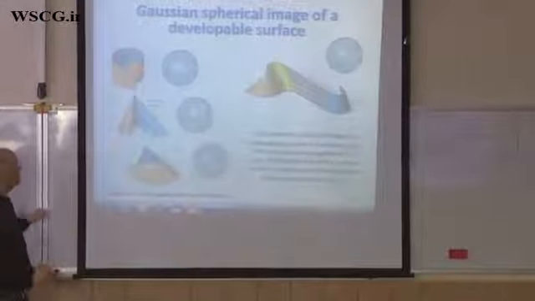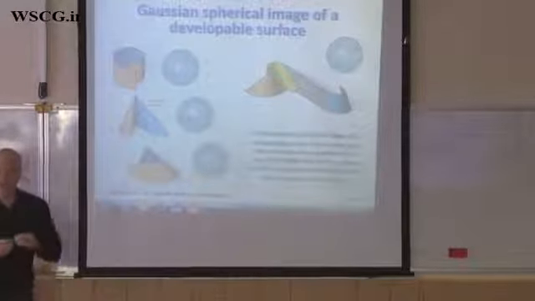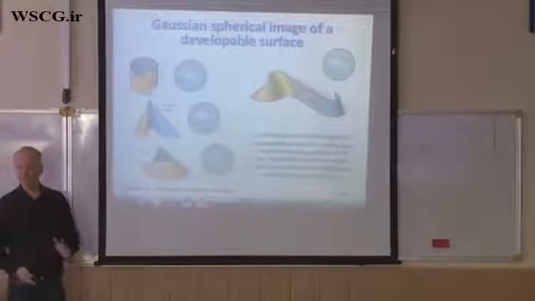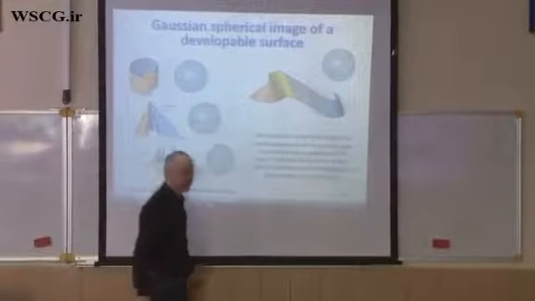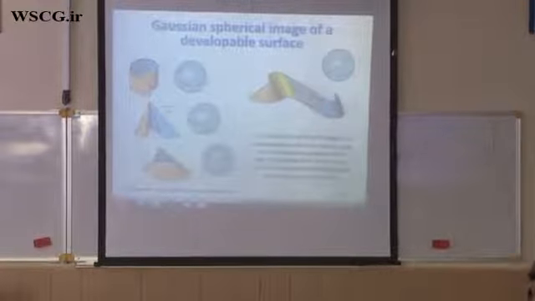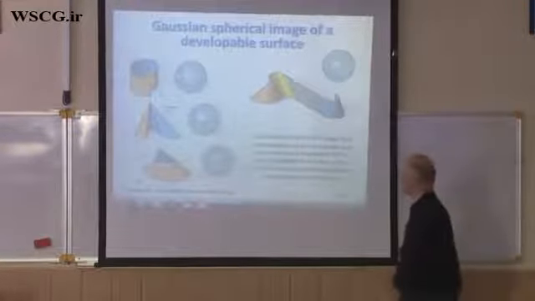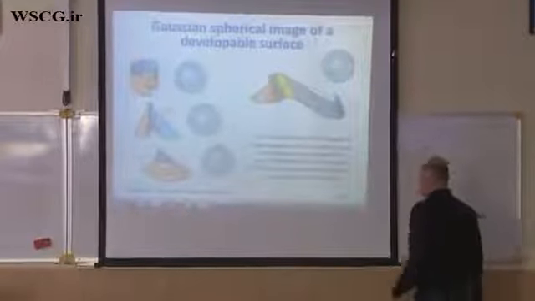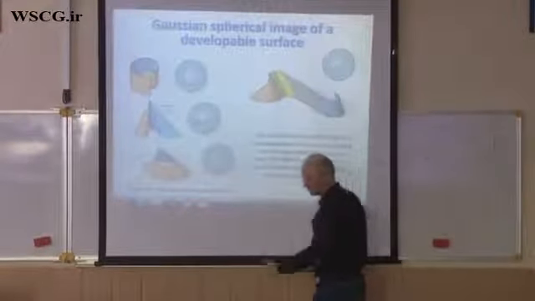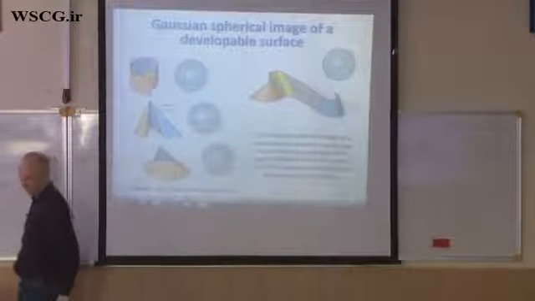This is what I said yesterday. Each ruling, this is called a ruling. A straight line on such a developable surface is called a ruling or a generator. So a developable surface has a continuous, in fact differentiable, family of rulings or generators. Along such a ruling, we have a constant tangent plane. This is extremely important. This characterizes the developability.